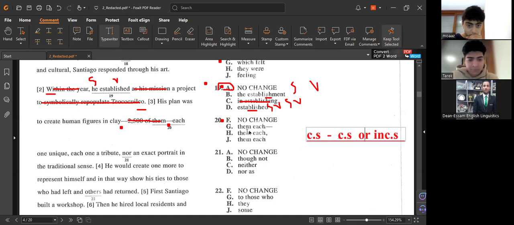But here for letter G wrong. Why? His plan was to create human figures in clay, them H. No, here we delete this one and use them H. So them H what? What is this number? This means between the two dashes is not complete. So them H, or we need 2,500 of them. So between the two dashes it's not clear. So we have a problem in this part.